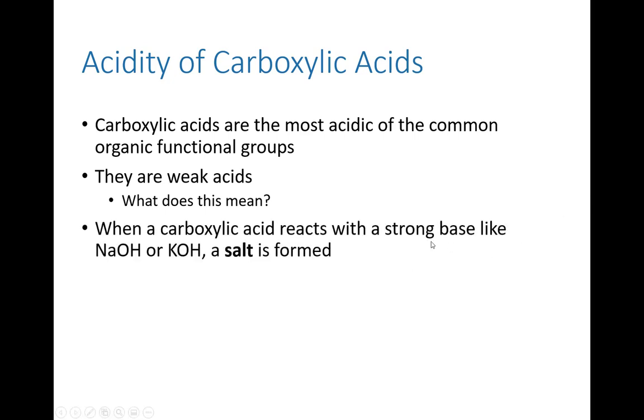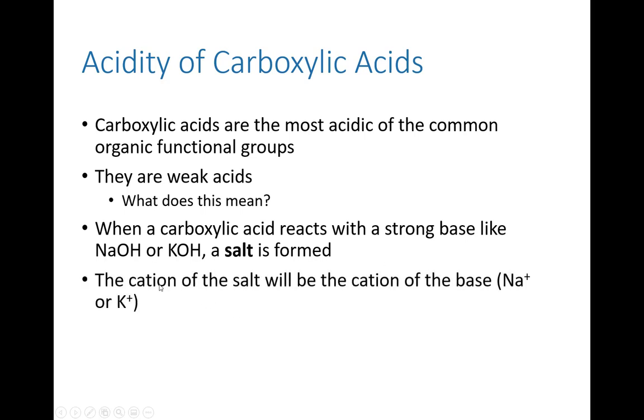However, if we add a strong base, like sodium hydroxide or potassium hydroxide, because it's an acid, it will react easily with those. It will lose its hydrogen to form water and a salt. Now, the cation of the salt is simply the cation of the base. So if we use sodium hydroxide, it's going to form a sodium compound. Potassium hydroxide, it forms a potassium compound.